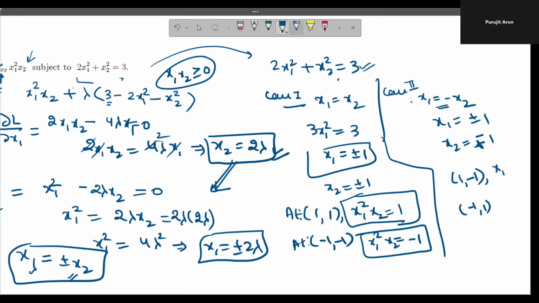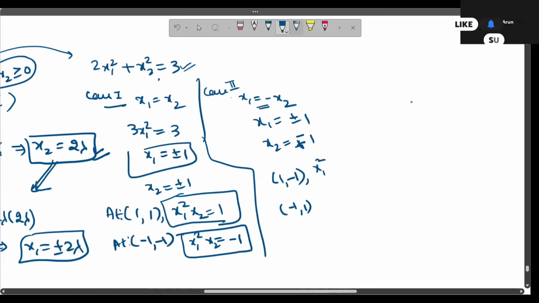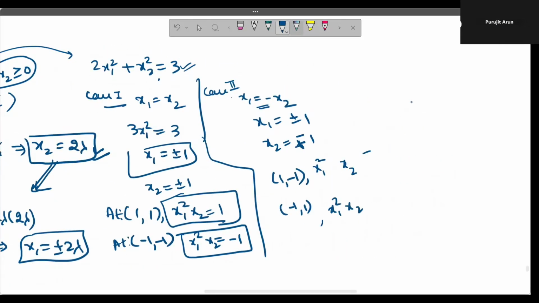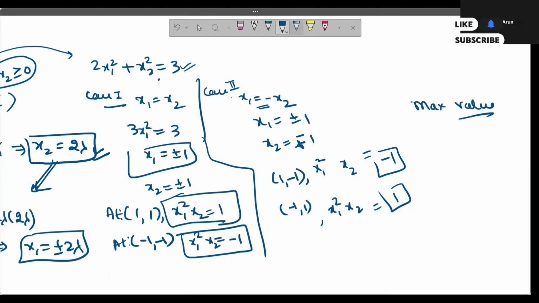So what's the function? x1 squared x2. The first one is going to be minus 1, the second one is going to be 1. So pretty easy, I can check which one is giving me the maximum value. The maximum value for the function is 1, the second one, and it is giving me that at 2 points: (1, 1) and (-1, 1). Right? So this is how we solve it.